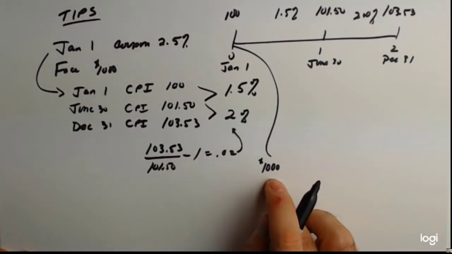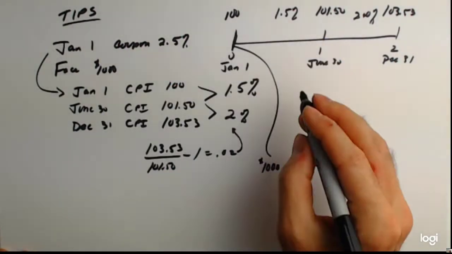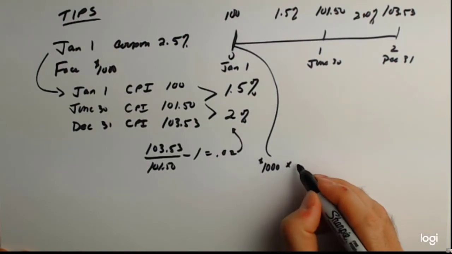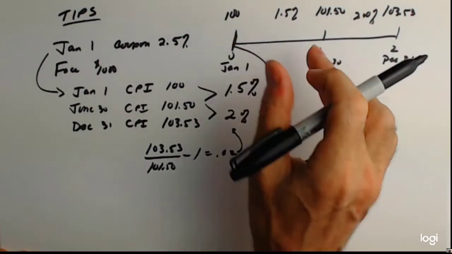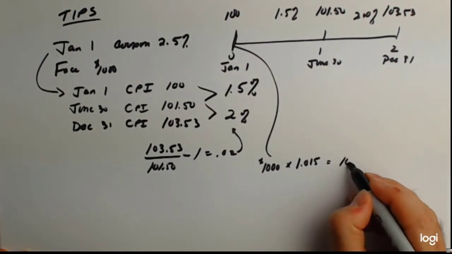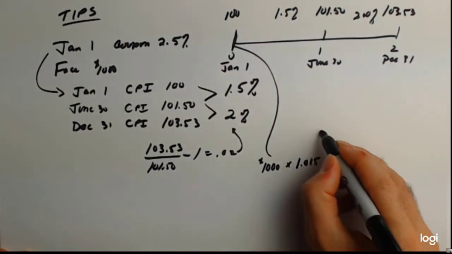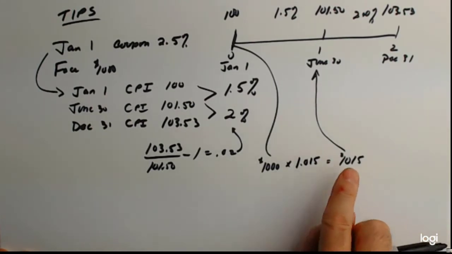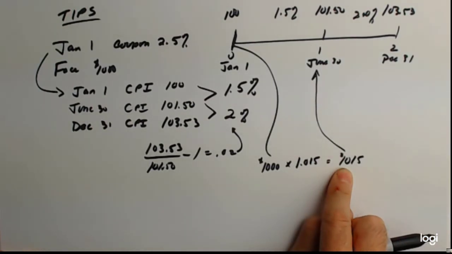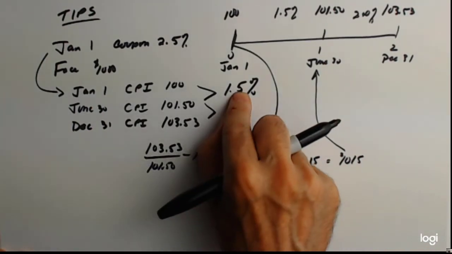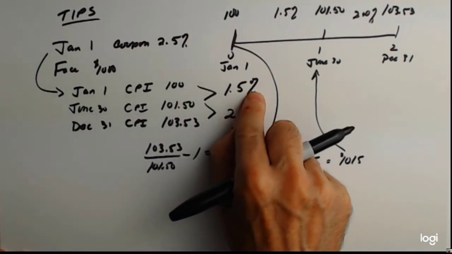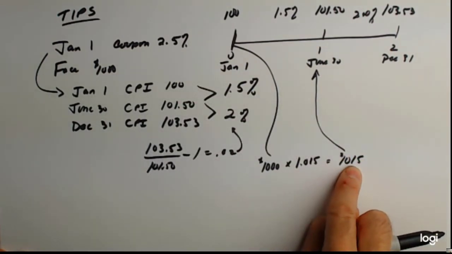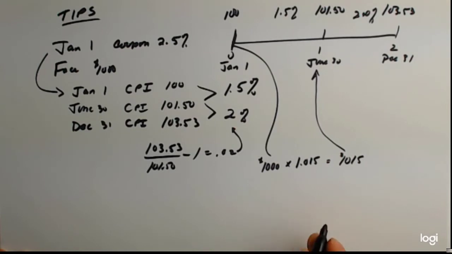Here we have the face value at $1,000 when we started out, and that's going to grow at 1.5% for this period. That means at this point in time, June 30th, the face value of this bond is now $1,015. It went up $15. Why? Because the inflation rate was 1.5%. Had the inflation rate been 0, this would still be $1,000. There would be no change.